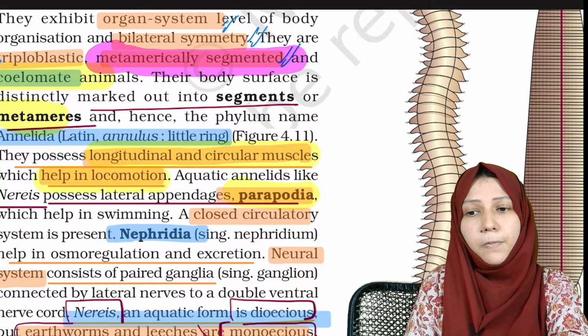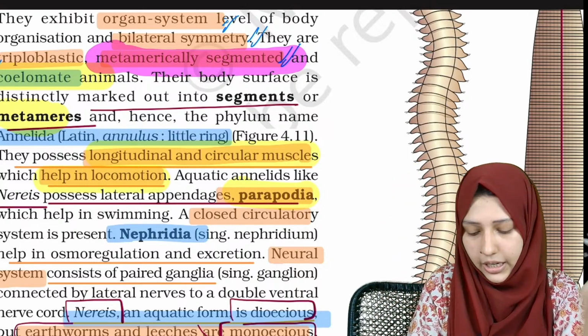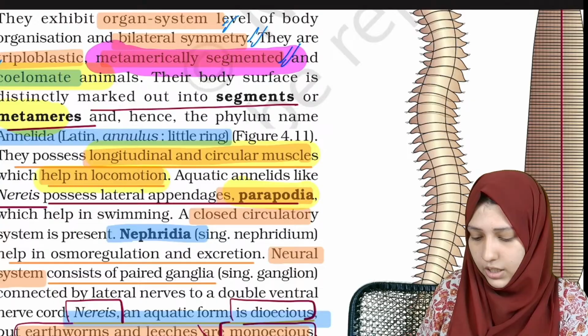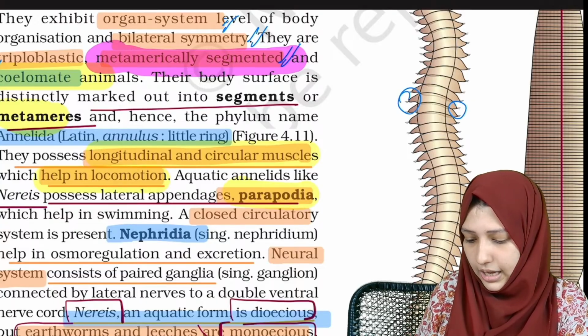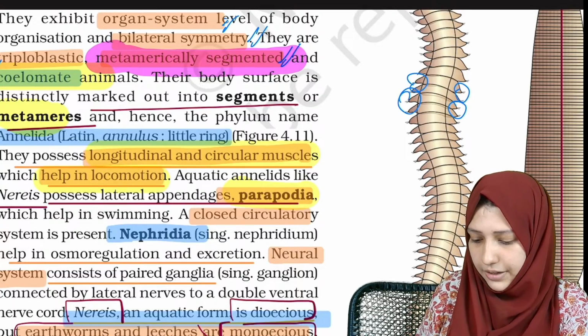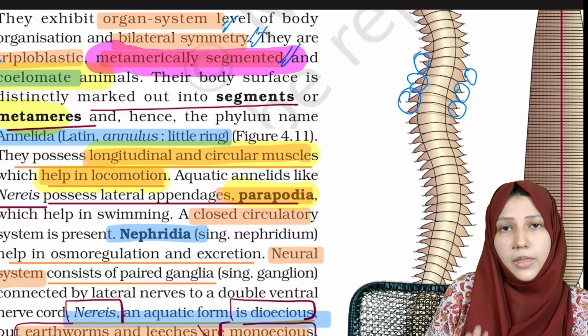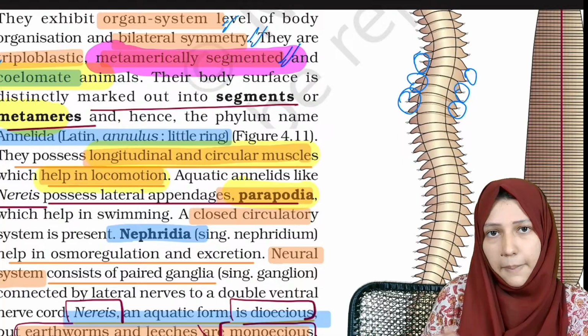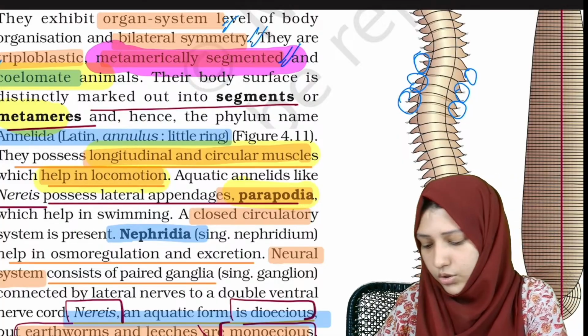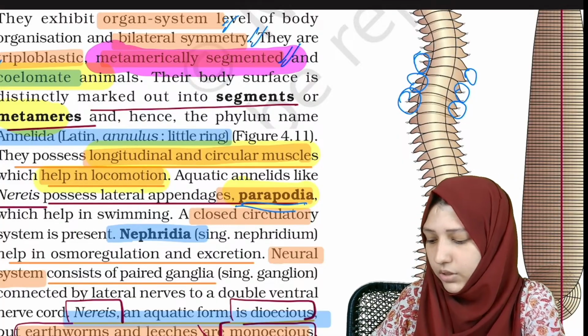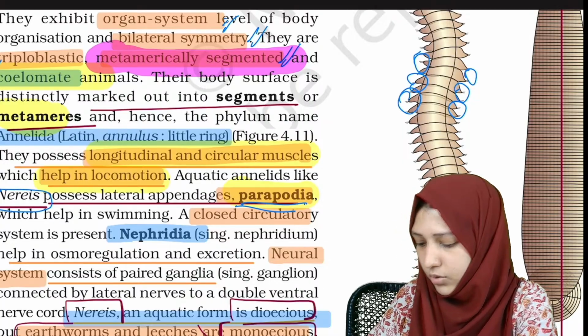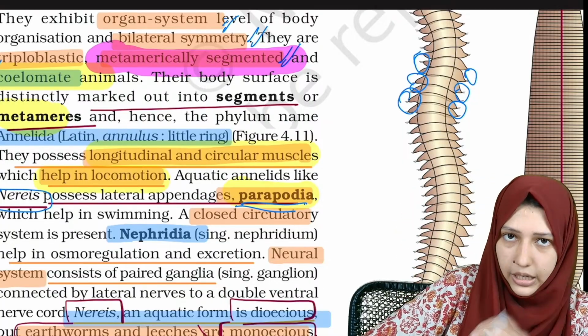Appendages means kind of organs, right? So, if they have lateral appendages, these lateral appendages are known as parapodia. The lateral appendage is also known as parapodia, and it is seen in an organism known as Nereis. It is a type of annelid.